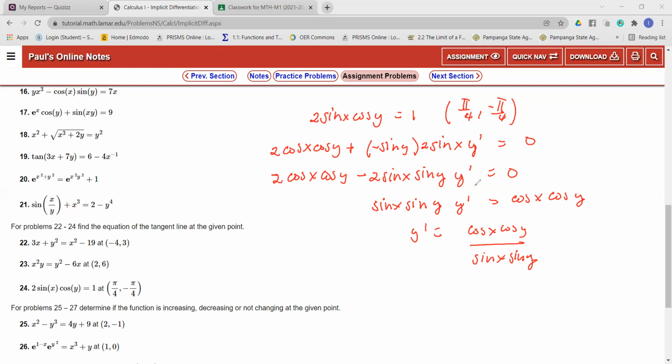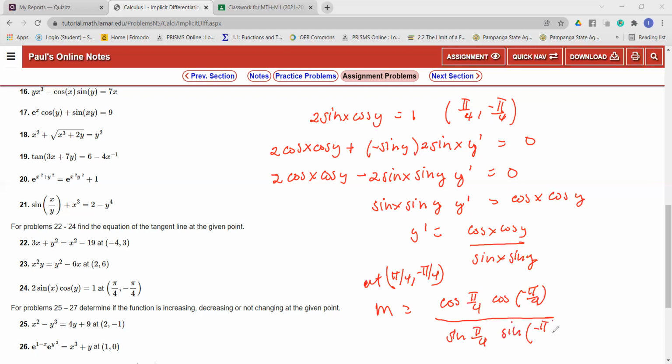Now, substituting the value at those points at pi over 4, negative pi over 4. No? So negative yung ating sign, so negative ang angle. So ang slope natin will be cosine pi over 4, cosine negative pi over 4, over sine pi over 4, sine negative pi over 4. Okay, so again, paano bang pi over 4? Ang pi over 4 are square root of 2 over 2, square root of 2 over 2. This is for pi over 4.